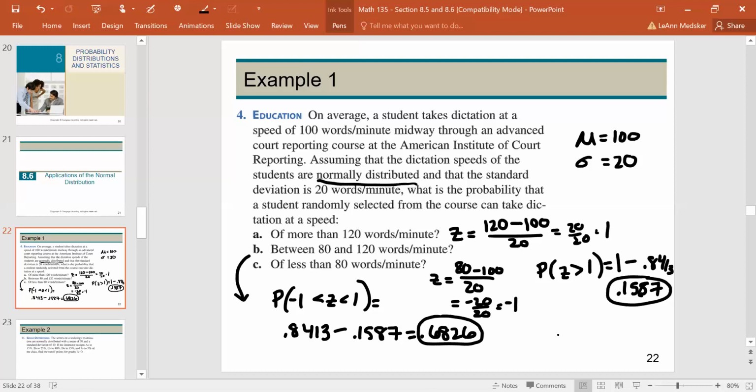And then the last one is less than 80. So we already know that 80 was a negative 1. So we're looking for the probability that the z-score is less than negative 1. Now that's directly reading out of the chart, which is 0.1587, because anything in the chart is always less than. So there is example 1 from that section.